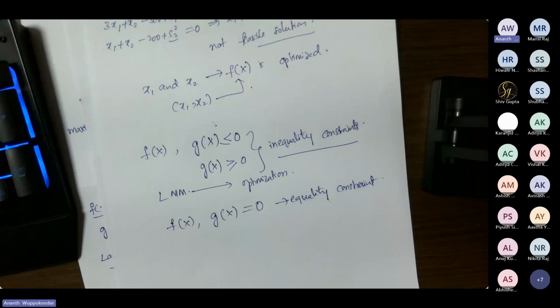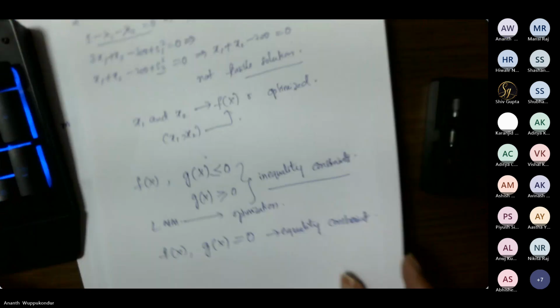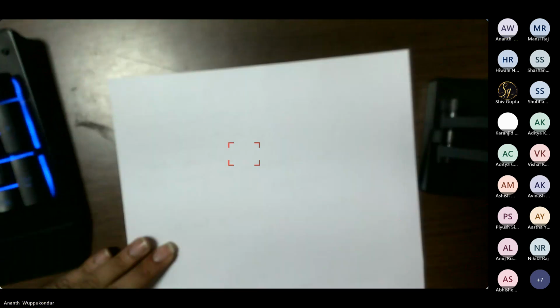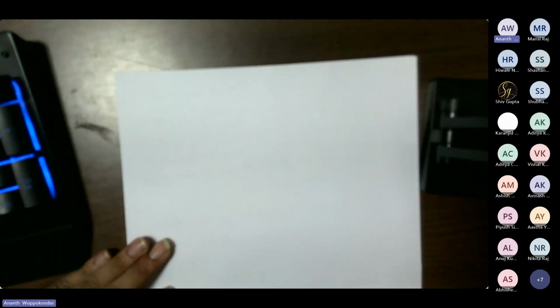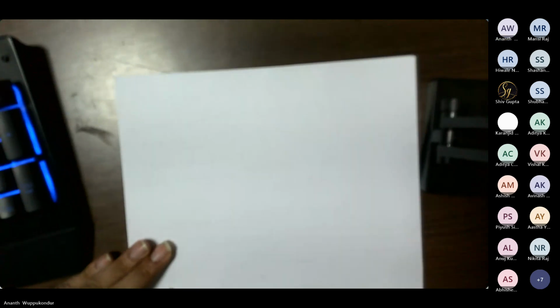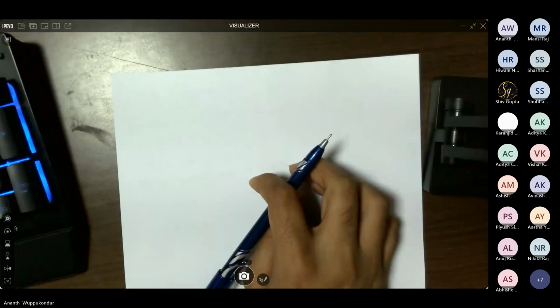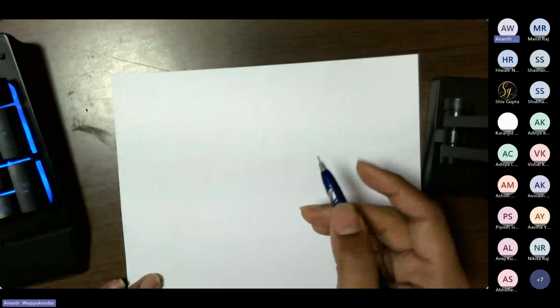Now in that case, what we simply do is... so let us look at an example.